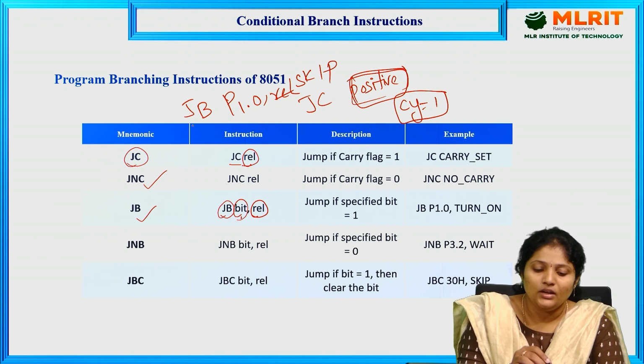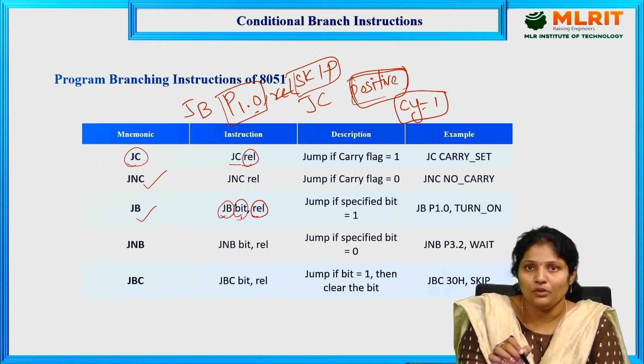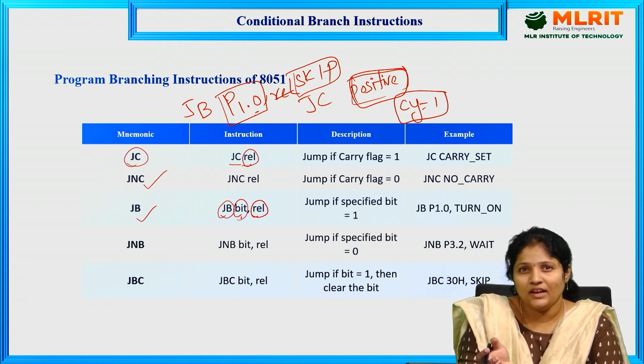Right? So it will check in port 1, the first bit it will check. If the bit is 1, then only it will move to the skip location, or else it will not move to that particular address location. It will continue with the next instruction itself.